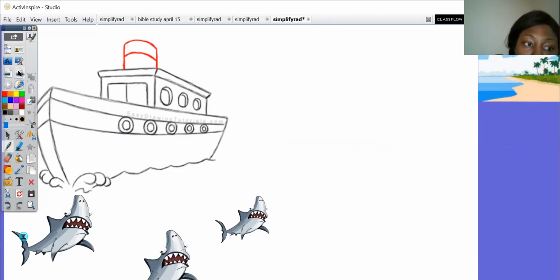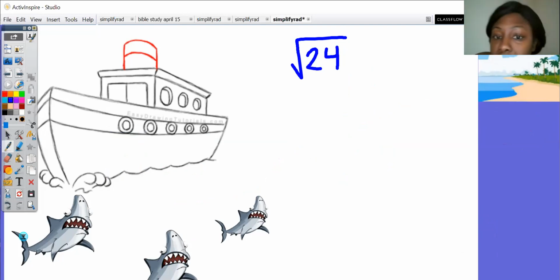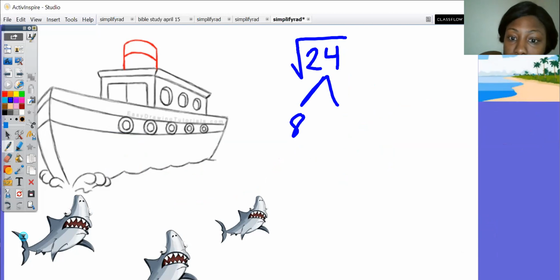All right. So now let's go ahead and try the square root of 24. Okay. So square root of 24, think what times what is 24? Now you could start it off several different ways. You can start it off as 8 times 3. Or you can even start it off as 6 times 4. It doesn't matter. You're still going to end up with the same prime factors. I'll show you that in a second.